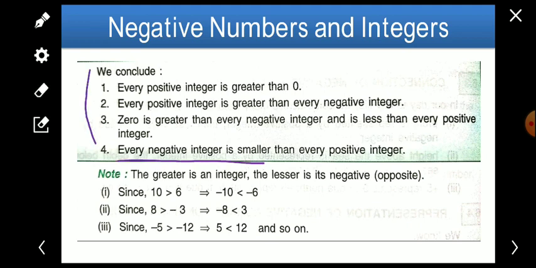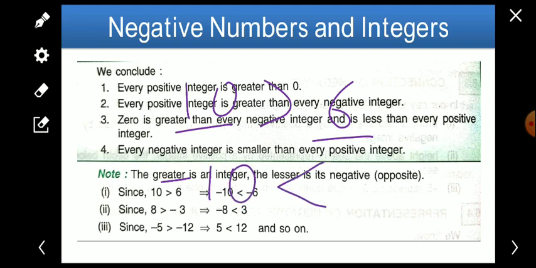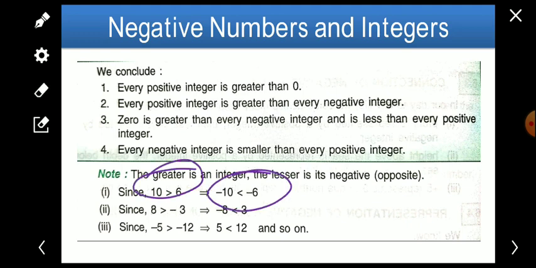Now every negative integer is smaller than every positive integer. Obviously I have just explained that. So one note is there, that the greater an integer is, the lesser its negative is. Through an example we can understand that if 10 is greater than 6, then if we take the minus sign with both, it will be just opposite. Minus 10 will be smaller than minus 6. In the case of minus, the order changes.